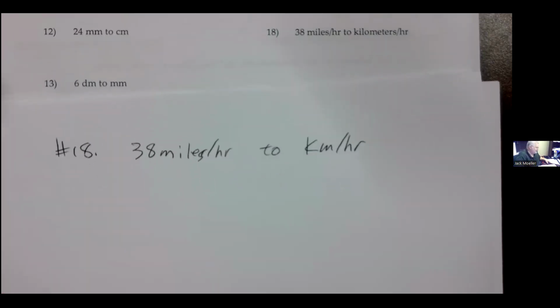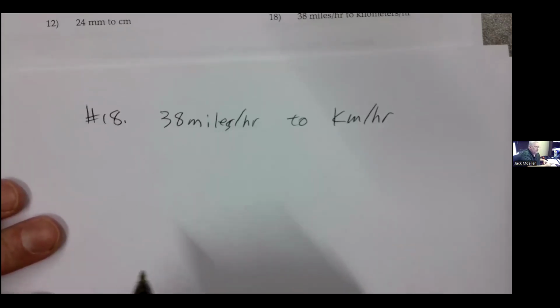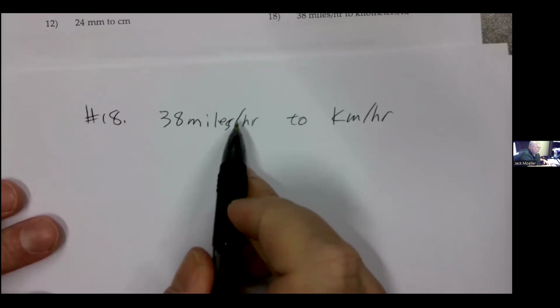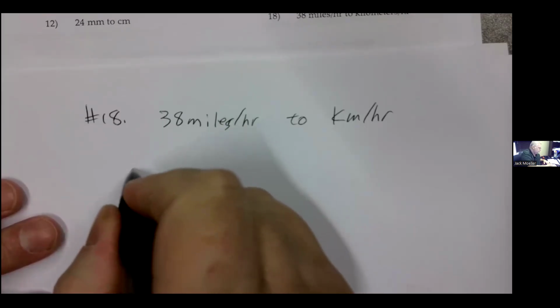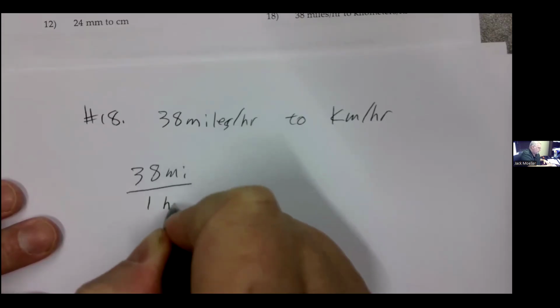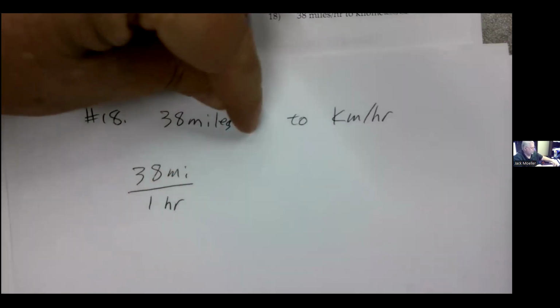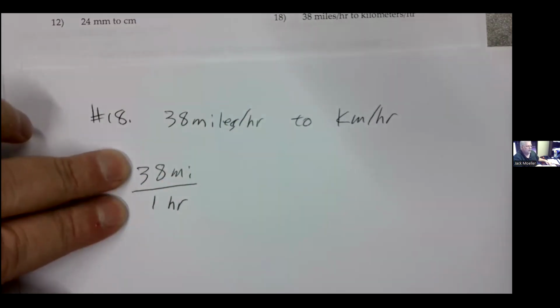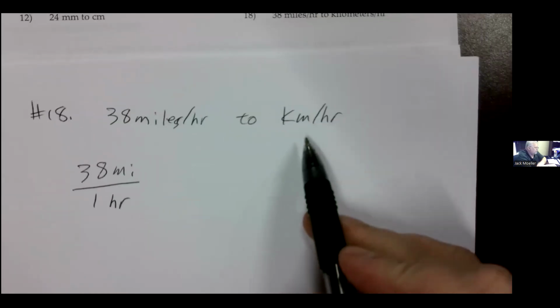All right, so how do we set this up? Well, so far we've been setting it up as a fraction over one. But here's what happens when you have two units like this, like miles per hour, that's a division. So what you want to do, that really means 38 miles per 1 hour. That's what miles per hour means. So if we have units that are fractions, you're going to have a unit on top and a unit on the bottom. Now we're going to kilometers per hour.